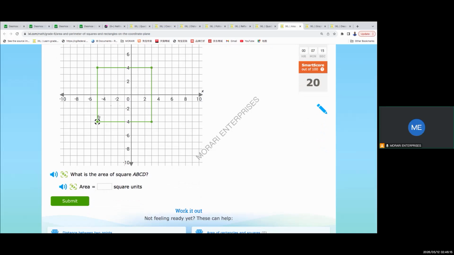Since the square has the same size on every side, that will be 1, 2, 3, 4, 5, 6, 7, 8 units, an 8 by 8 square. So there will be 64. 8 times 8, there will be 64 little squares here. If you count 8, another 8, 16, another 8, 24, another 8, 32, another 8, 40, another 8, 48, another 8, 56, and the last 8 squares, 64 squares. So we say 64 square units.